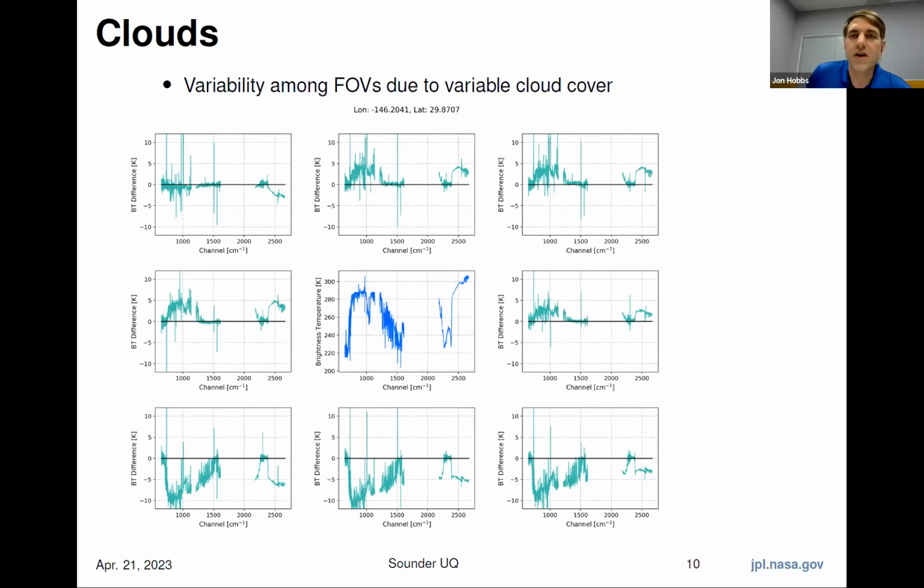So that's a little bit of the overview of the information available from AIRS and what some of the quantities of interest are. And so now I'm going to get into our simulation framework and the uncertainty quantification that arises from that.